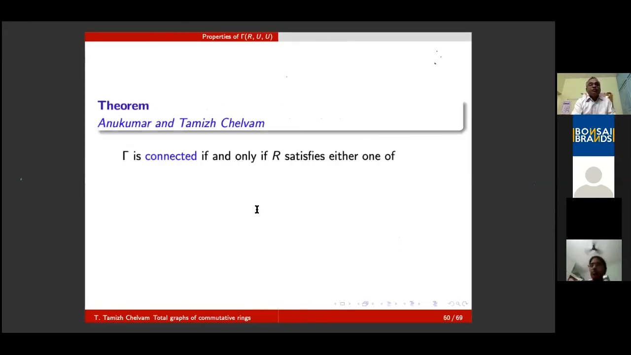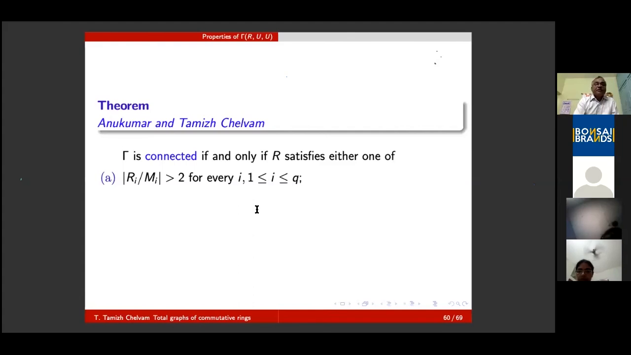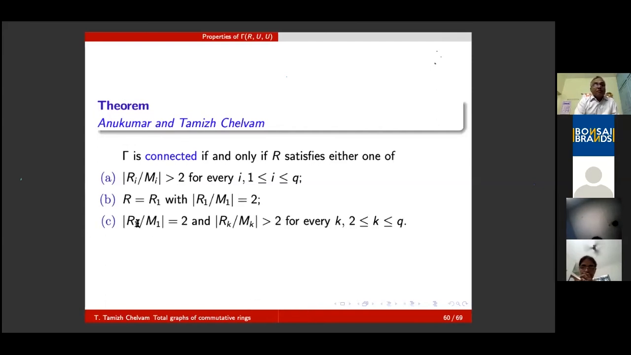Of course, we have proved that gamma R,U,U is connected if and only if it satisfies either of the following conditions. For every i, this quotient field contains more than 2 elements. When R is equal to R1, a finite local ring, and the quotient field is Z2, the graph is connected. When the first component field is Z2 and all other component fields have more than 2 elements, it is also connected. So we have completely characterized when gamma R,U,U is connected.